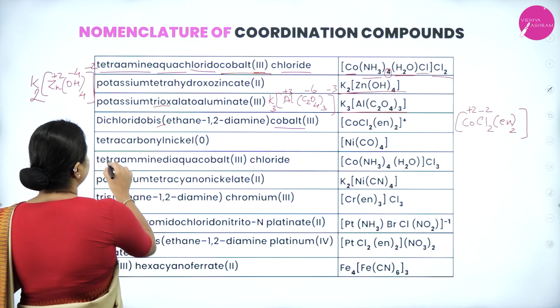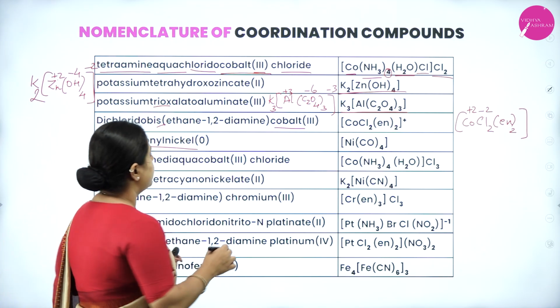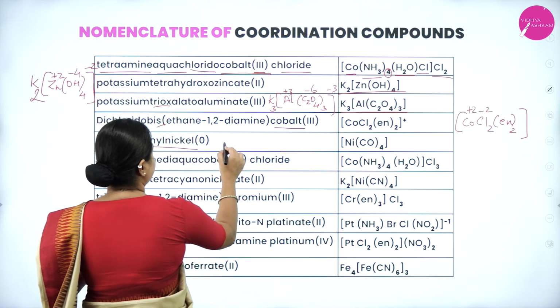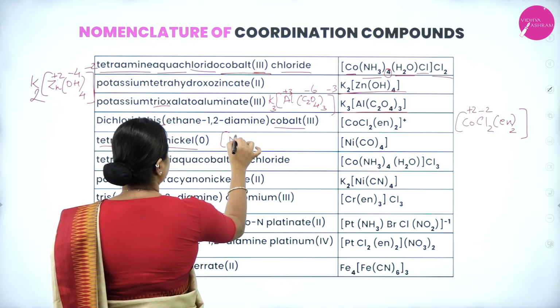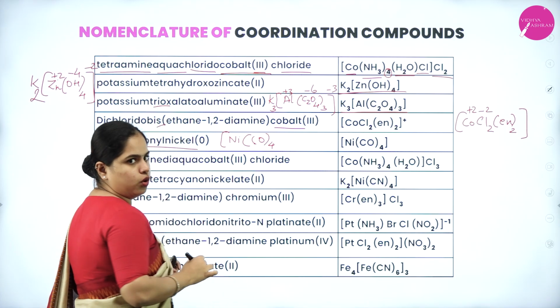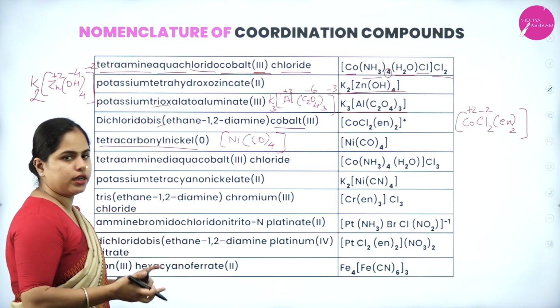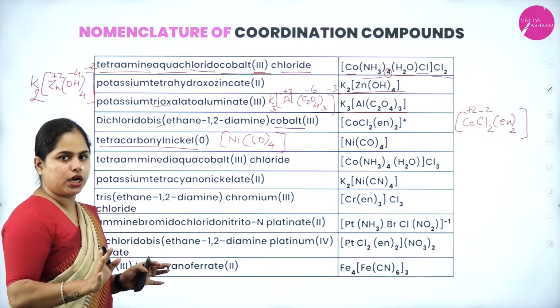Moving on to the next one, tetracarbonyl nickel 0. This we have already discussed before, right? Tetracarbonylnickel. It is given nickel, so I write the nickel first. Tetracarbonyl means 4 ligands of CO are there, right? And of course the oxidation number is 0, which means it is a neutral ligand and no other oxidation number or charges are required.